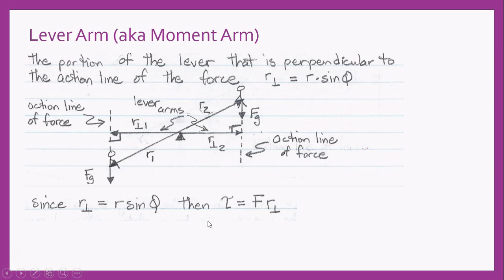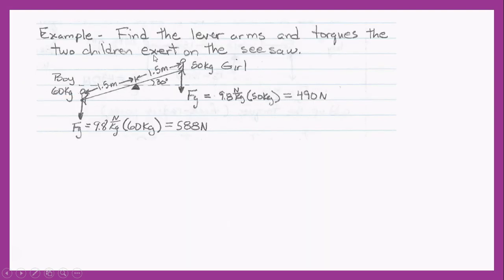Let's look at an example of how we calculate the lever arms and the torque. In this example, we have a boy and a girl on a seesaw, and we're asked to find the lever arms and torques the two children exert on the seesaw. We're given the distance from the fulcrum. In this case the fulcrum is in the center of this 3-meter seesaw, and the boy and the girl are at the very ends of it.